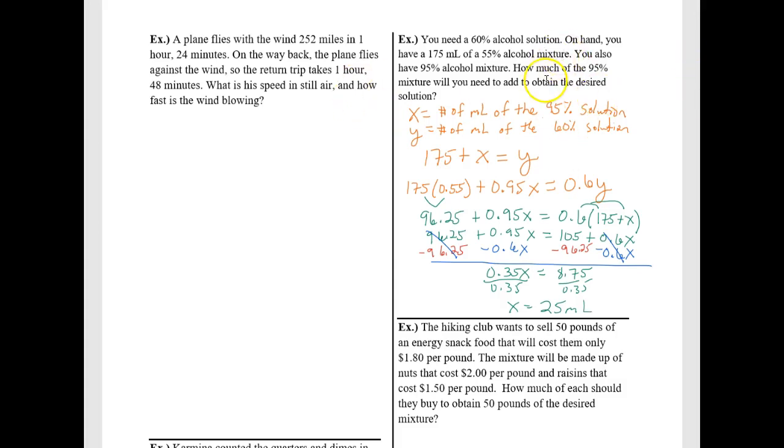It says, how much of the 95% mixture will you need? Well, I need 25 milliliters to add to that 175 to change the percent from a 55% to a 60% alcohol. You could find y, you just add them together, but it doesn't ask us how much total we'll end up with. It just says how much of that 95 do you need.